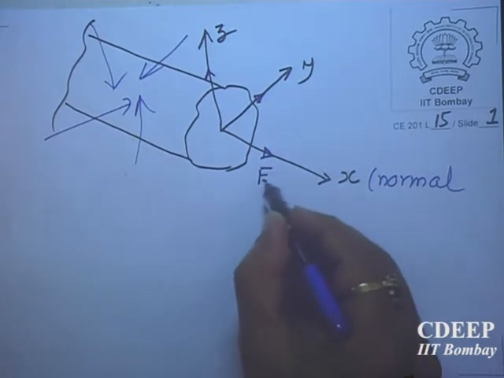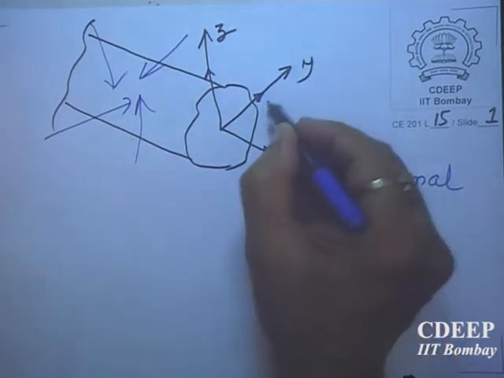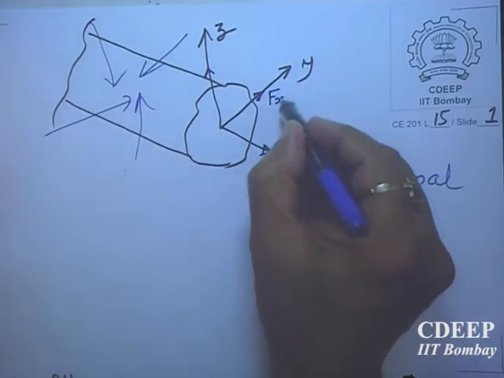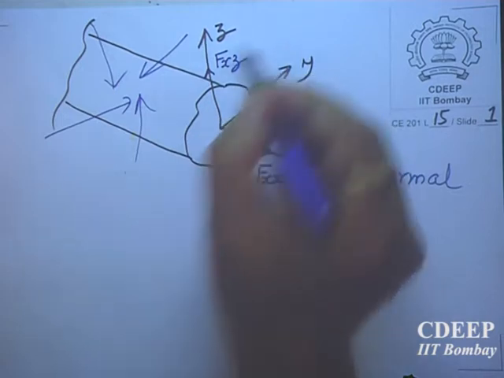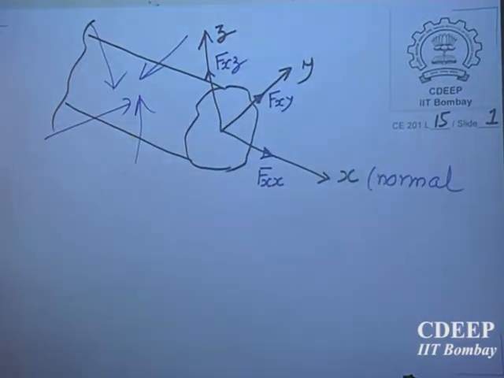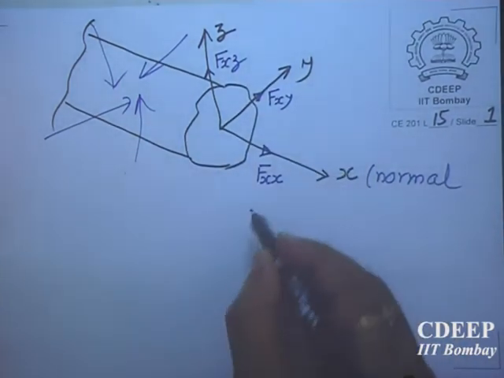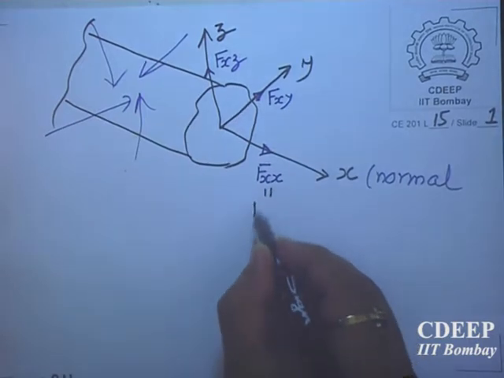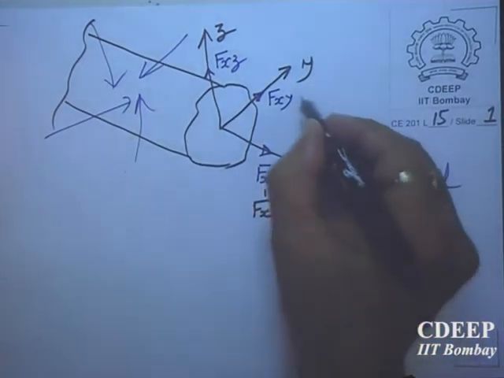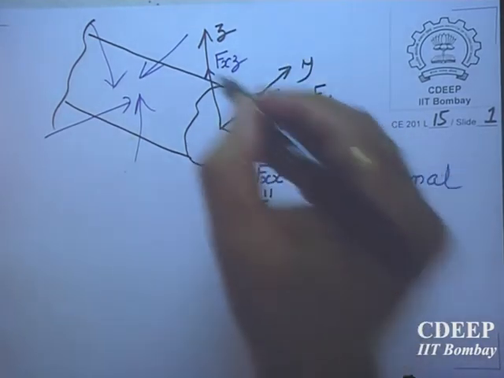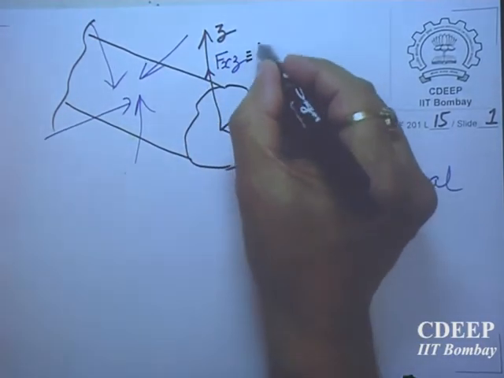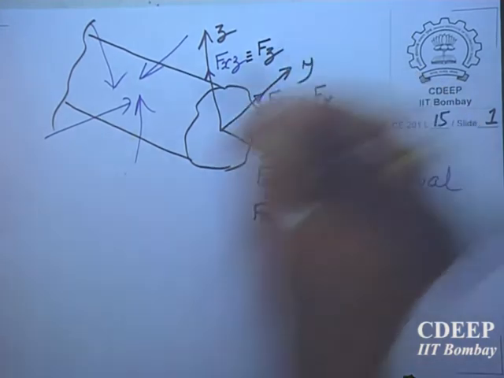So Fxx, Fxy and Fxz. I also must have told you that the notation also is that sometimes we simply write this as Fx, this as Fy and this as Fz. 3 forces along the 3 directions.